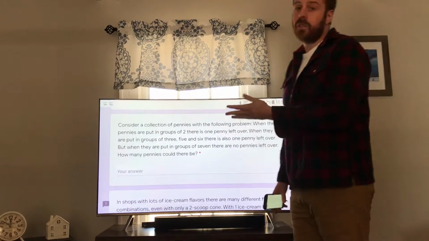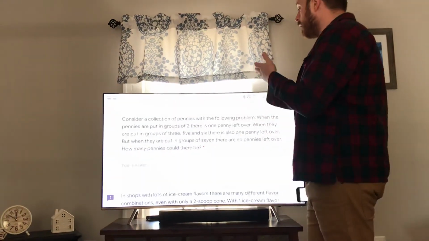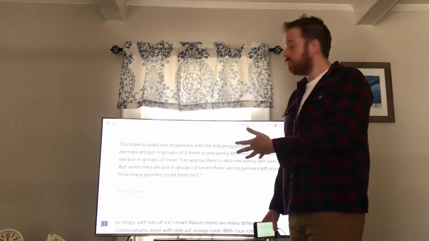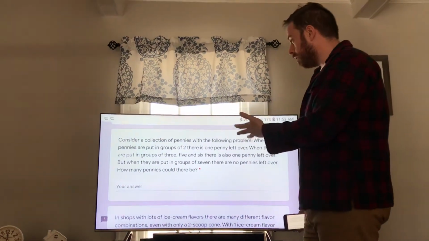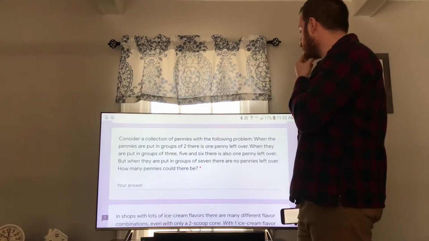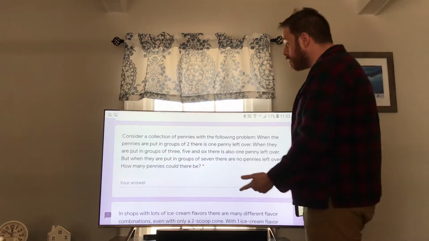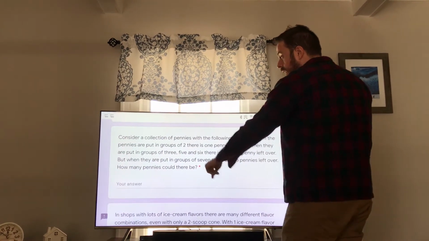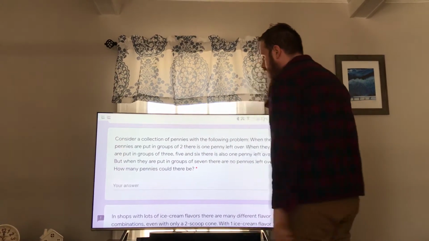So what you can put for an answer here is that, one, the question wants to know how many pennies are in the pot. How many pennies do we have total? And then a strategy could be, well, use multiples of 7 and go through all of these conditions.